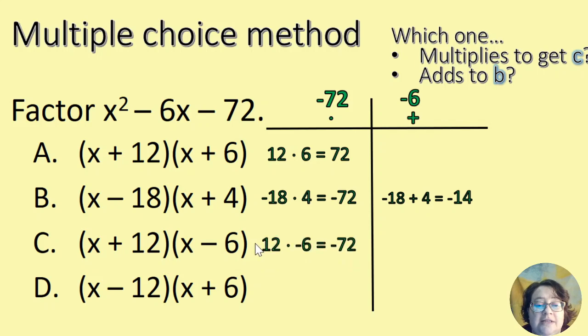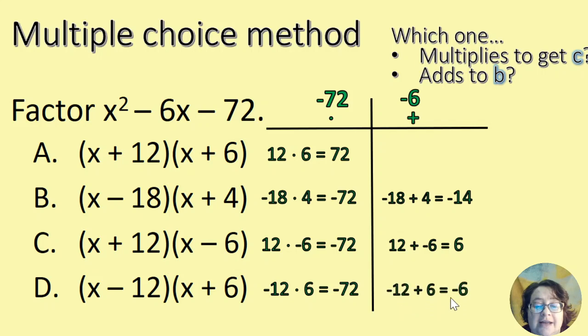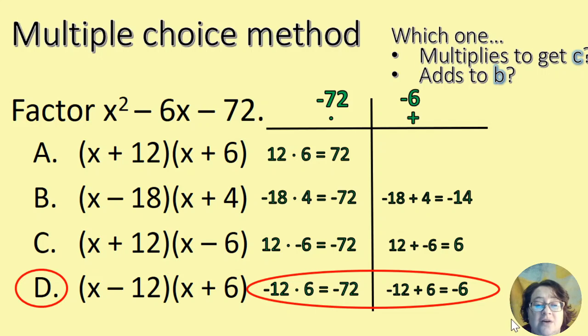12 and negative 6 is negative 72. That got me this answer, so I need to try this one. If I add those two numbers together, I get positive 6. The sign is not the same, so that doesn't work. If I look at D, negative 12 times positive 6 is negative 72. They add together to get negative 6. That's the one I'm looking for. So, with multiple choice, you can look at the numbers you're given. You don't have to come up with the factors on your own. So it is a nice shortcut that we can use.